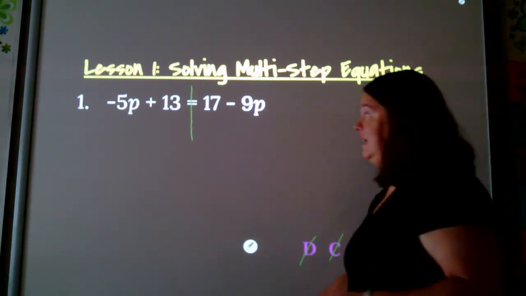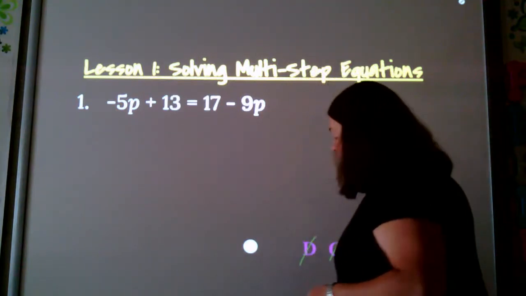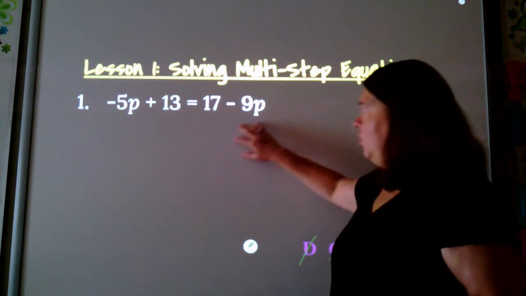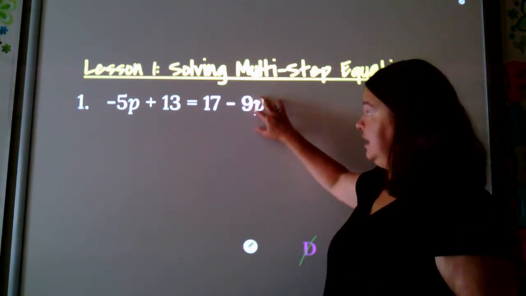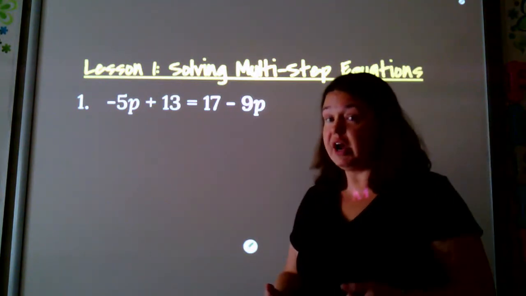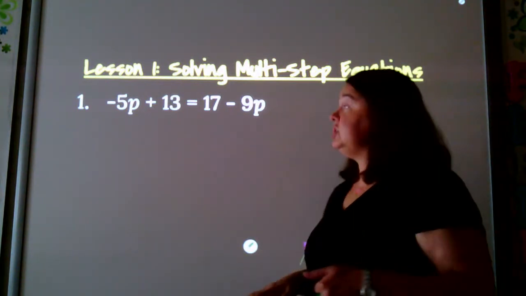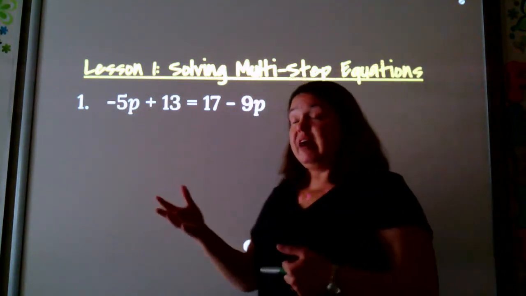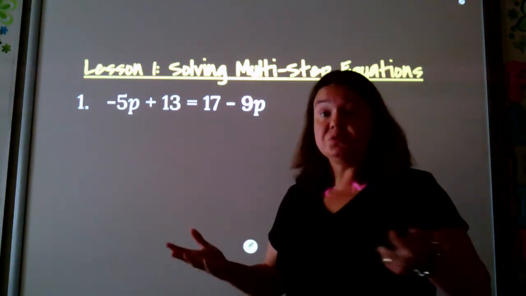And yes, I can. Now you are going to end up with some options. Do I want to move the negative 5p over here? Or do I want to move the negative 9p over here? Whichever way you choose, as long as you move it correctly, doesn't really matter. So I'm going to move the negative 9p over. I like making my p-value, my variable value, positive. That's just what I like to do.